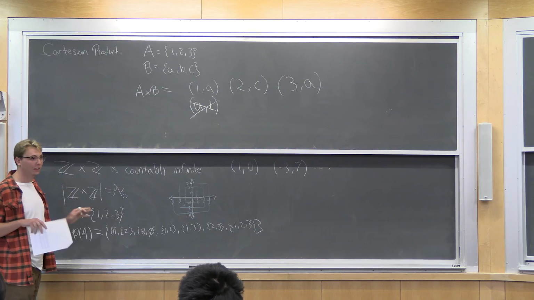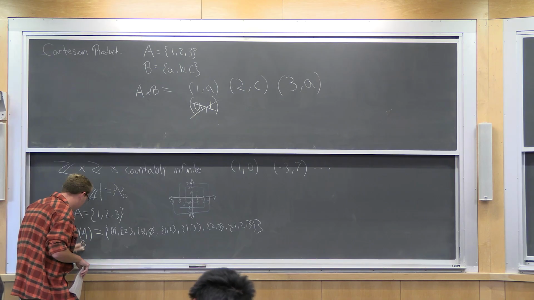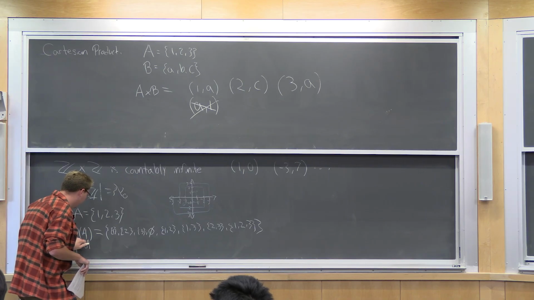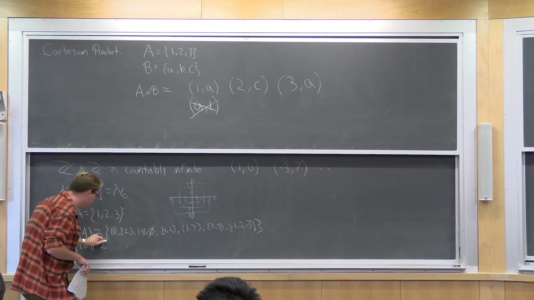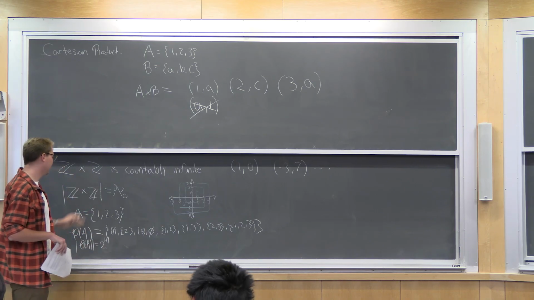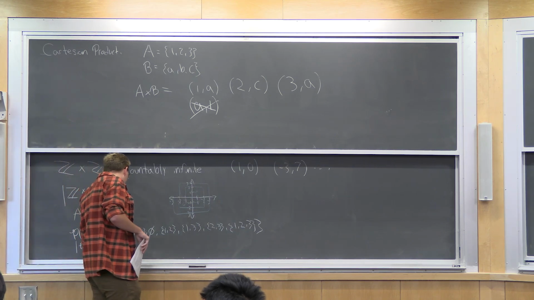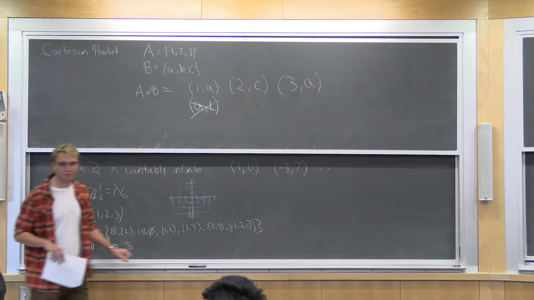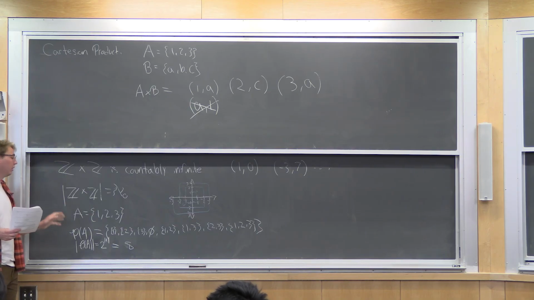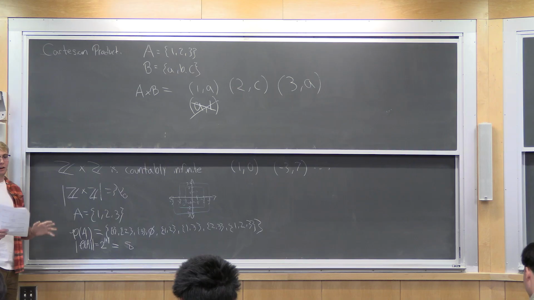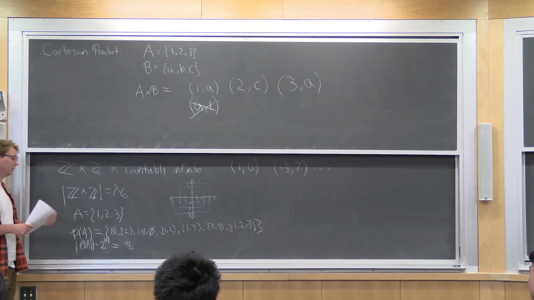So the cardinality of the power set of A is always equal to 2 to the cardinality of A. The cardinality of A is 3, so this cardinality is 8. And it is always true that the cardinality of a power set is larger than the cardinality of the set. This also applies for infinite sets.